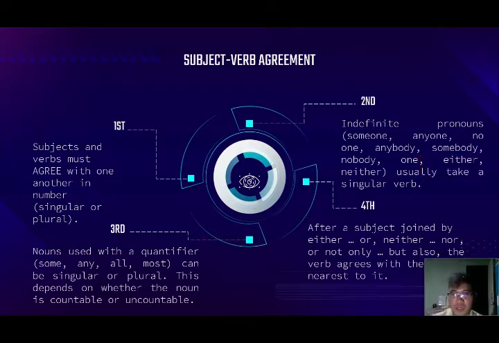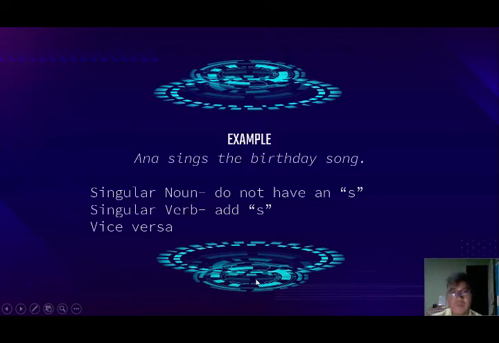Okay, so I have here some examples of this. For example, Anna sings the birthday song. Our subject here is Anna, and the verb is sings. Since our subject is singular, our verb must also be singular. So they must agree with each other, and vice versa.